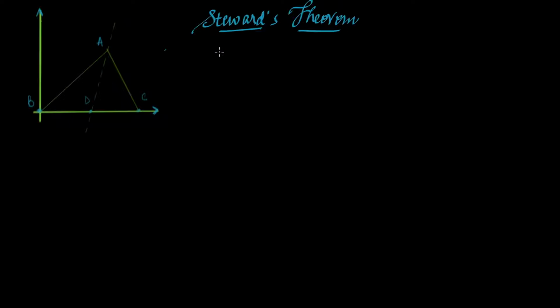So Stewart's theorem says that if we have a triangle ABC and we have a line, well, not a bisector, but a line which passes through A, such that it intersects the line BC at a particular point D, then Stewart's theorem says that AC square times BD plus AB square times DC equals BC times AD square plus BD times DC.